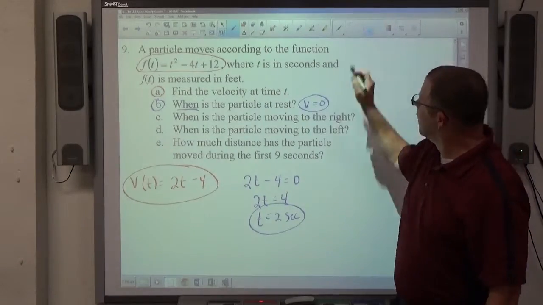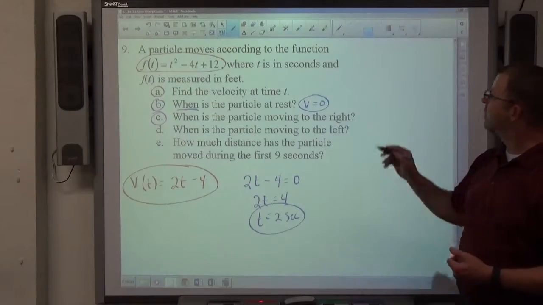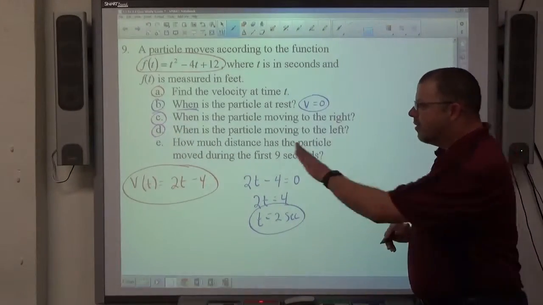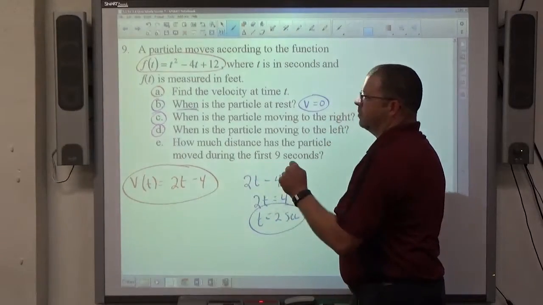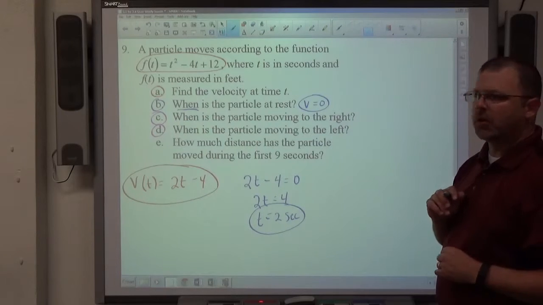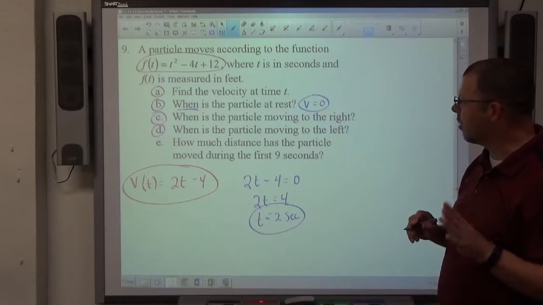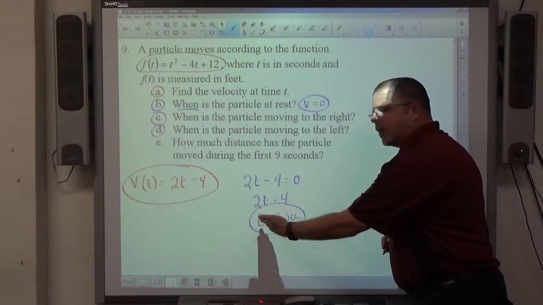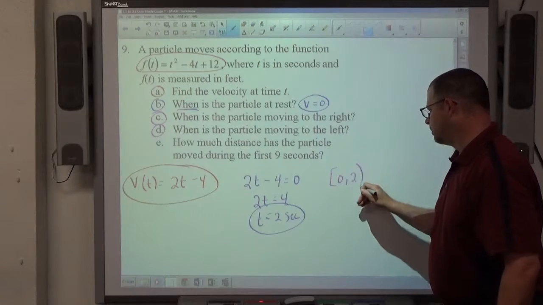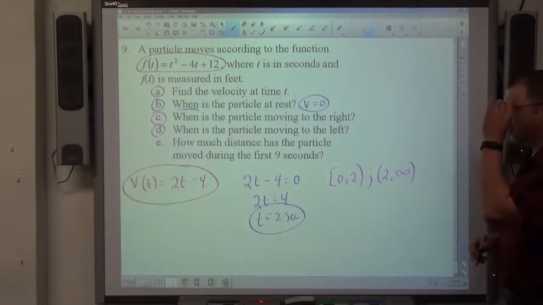Part C. When is the particle moving to the right and to the left? And that's D also, C and D. We'll do those together. This is the velocity of this particle. We're going to assume that this starts at time equals 0. It doesn't specify that, but typically when we have particles moving, we start at time equals 0. So once I found out when it gets to rest, I'm going to start at 0 and go to 2. Then I'm going to go from 2 to infinity. There's no stopping point in this situation.